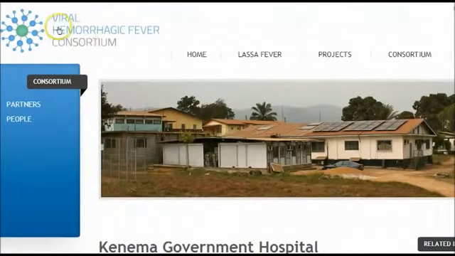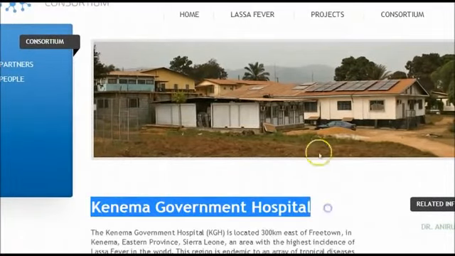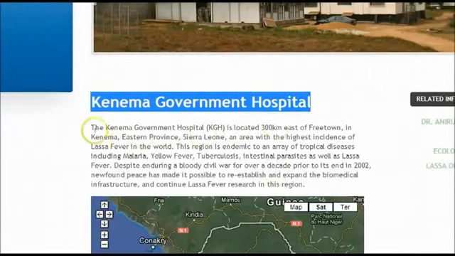And now here we are at the Viral Hemorrhagic Fever Consortium. And there's a link. I'm going to leave a link. Kenema Government Hospital. Lovely.